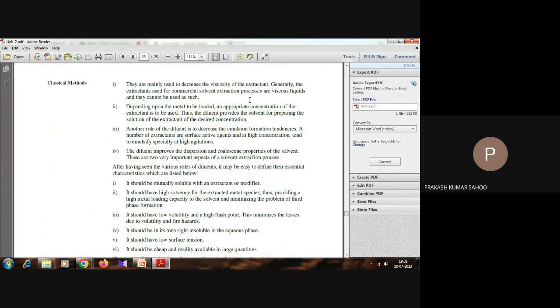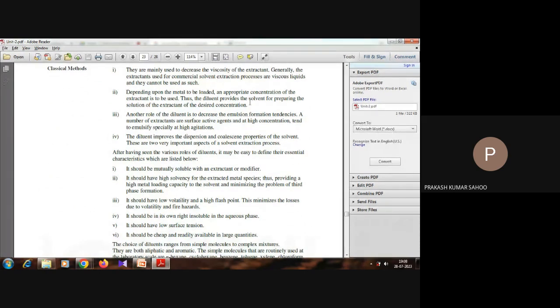Then depending upon the metal to be loaded, an appropriate concentration of the extract is to be used. Thus the diluent provides the solvent for preparing the solution of the extract of the desired concentration. Another role of diluent is to decrease the emulsion formation tendencies. A number of extracts are surface active agents and have high concentration.